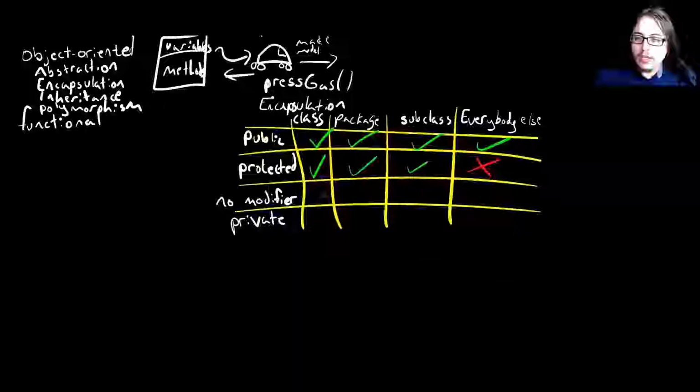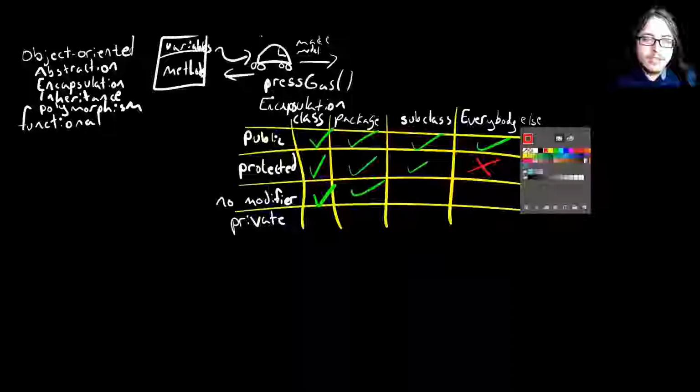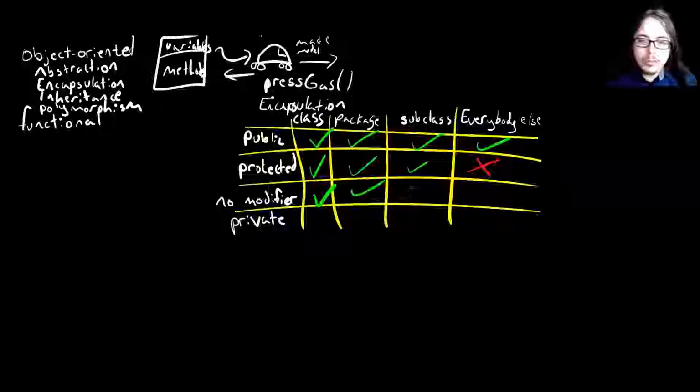So what if you have no modifier? If you haven't put a modifier in front of it, like public or protected, what kind of access level does that give you? Well, you can access it in the class, so let's put a check mark there. You can access it in the package. Let's put a check mark there. But you cannot access it in the subclass, and no one outside of the class can access it.